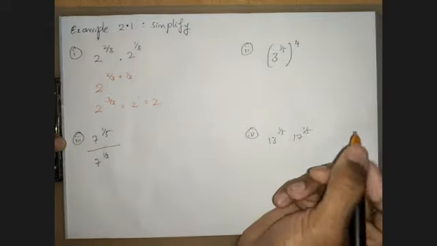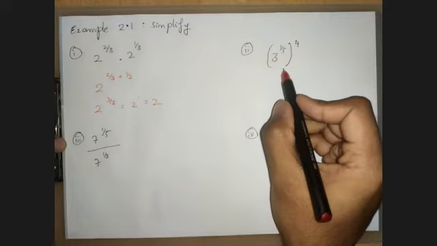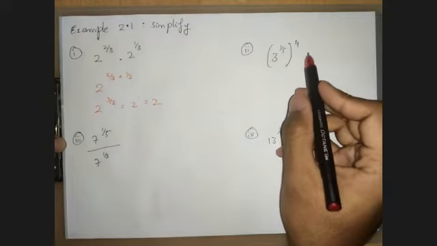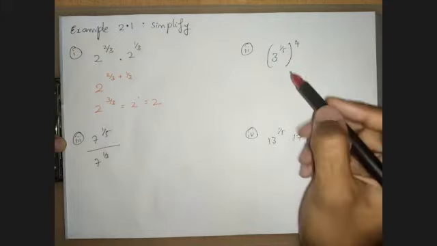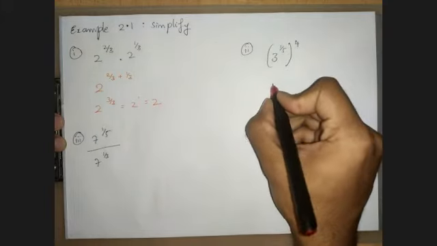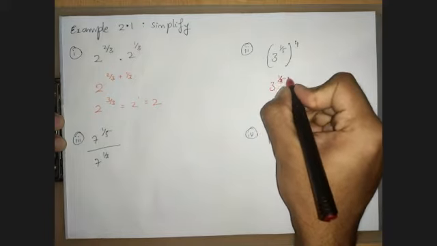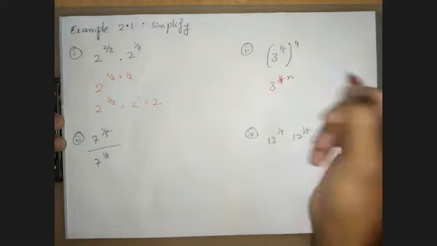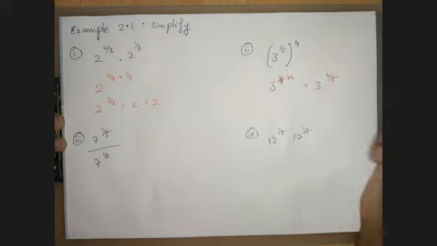Right. Now next I'll look at this other problem. This is 3 power 1 by 5 whole power 4. This is nothing but a power m whole power n, that is equal to a power m into n. So this would be 3 power 1 by 5 into 4, which would be equal to 3 power 4 by 5.